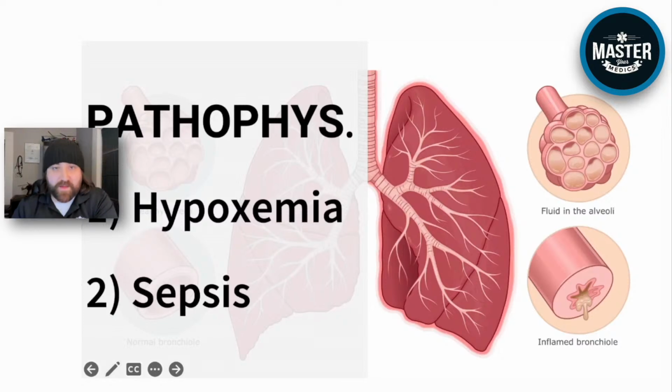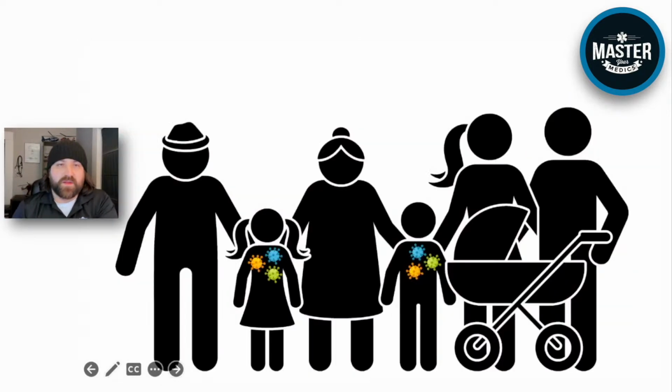From a patho perspective, pneumonia causes two things: hypoxemia and sepsis. And yes, there are other answers, but those are the two big things that we care about. So, how did Martha get a pneumonia? The short answer is her grandkids, right? She's 65, so on the older side, and she has a few risk factors, with the big one being COPD.